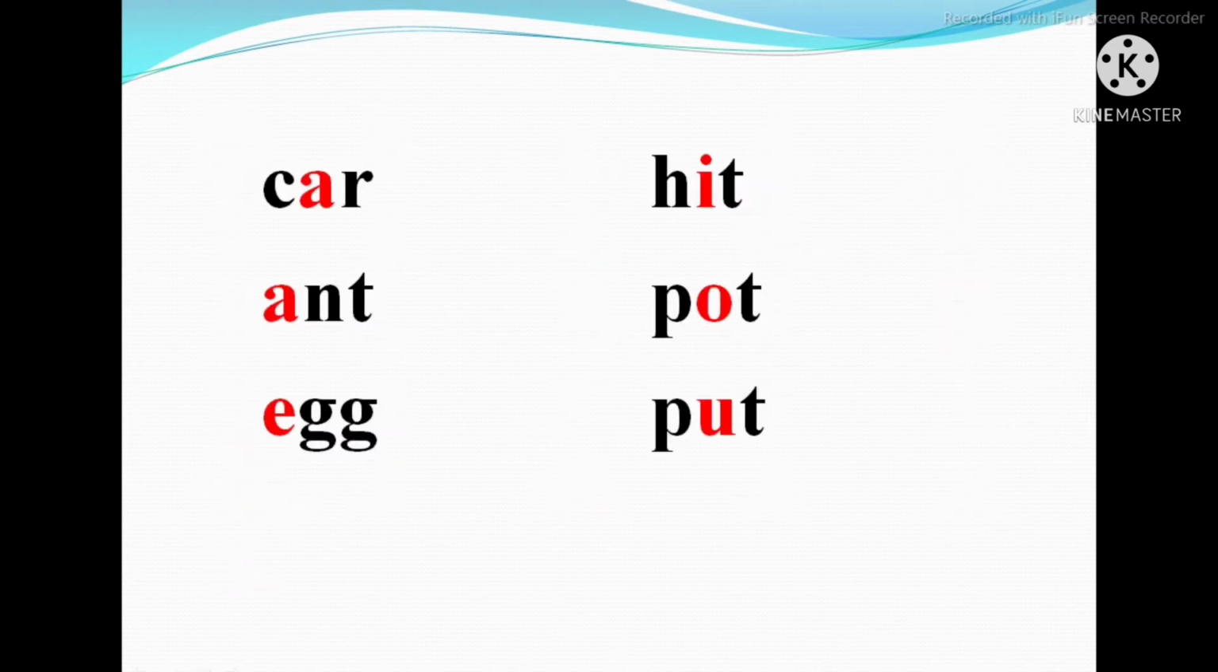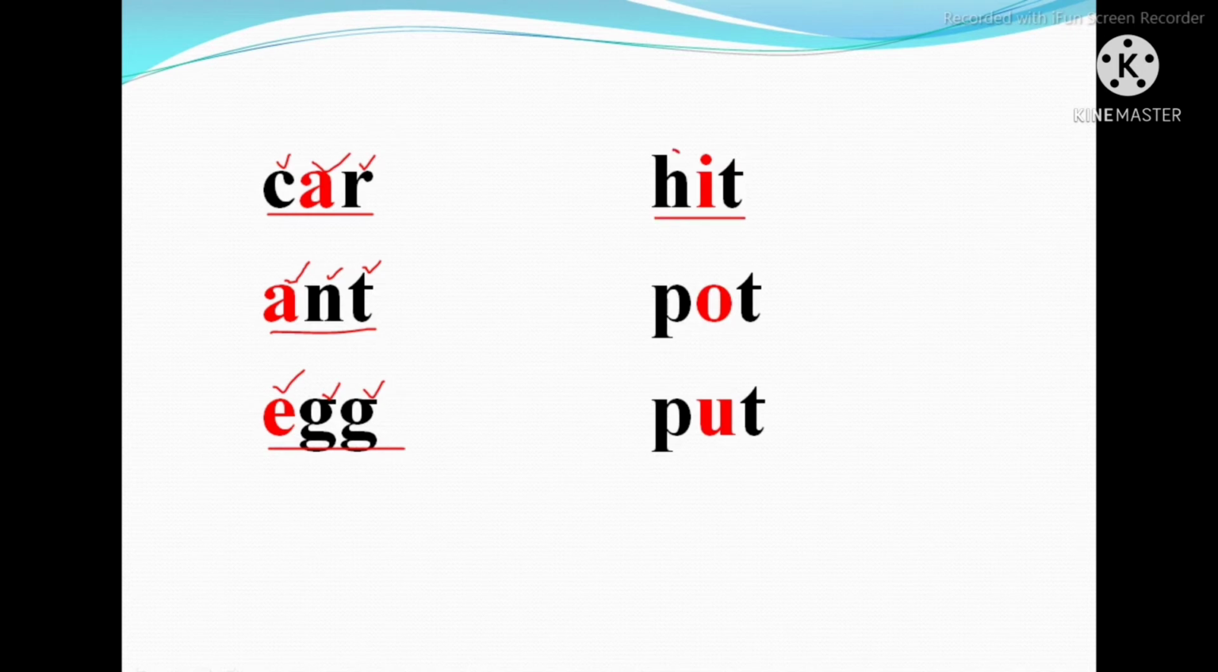Before I read them, let me tell you one thing, that all English words have vowels. The first word is car. Here in this word, letters C and R are consonants and A is a vowel. Second word, and. A is a vowel and N, D are consonants. Egg. E is a vowel. G, G are consonants.